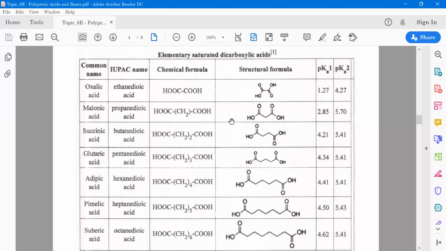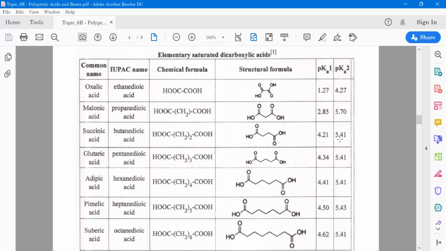So that by separating these two groups by one additional carbon in between, the acid is weaker, both the Ka1 and the Ka2. The same thing happens when we put two extra carbons in between. There's two CH2 groups here. Now the two carboxylic acid groups are farther apart yet. Now it looks like this. And now the acid is still weaker. Now the pKa1 is 4.2 and the pKa2 is 5.4.